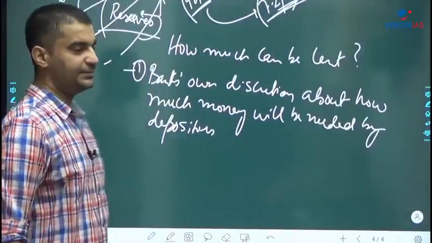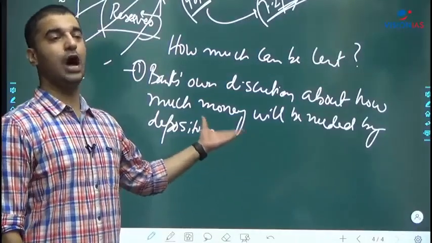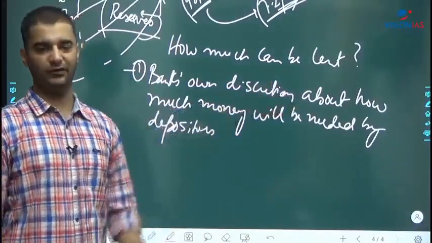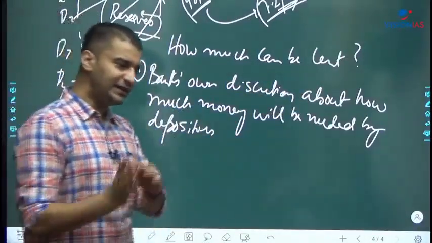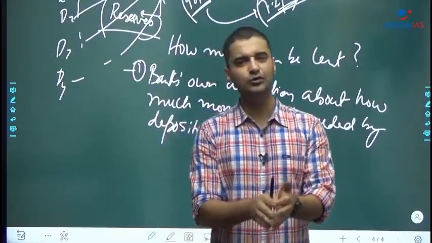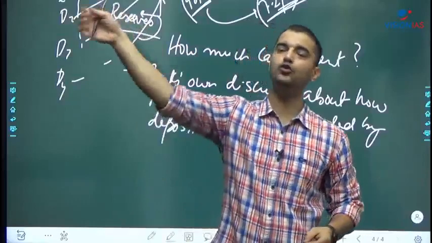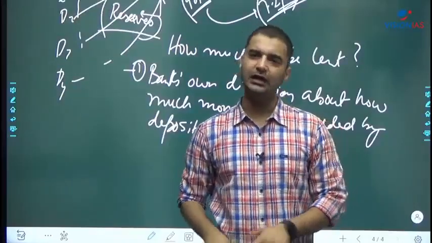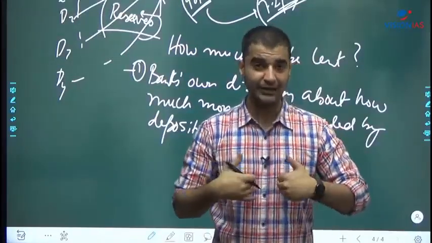Firstly, it depends upon the bank's own discretion on how much money will be needed by depositors. But if it is left to the bank's own discretion, bank तो अपने discretion लगा के बोलेगा कि zero money will be needed. I expect no person to come and withdraw money. I will lend all the money. Why? Because the bank is making profit.